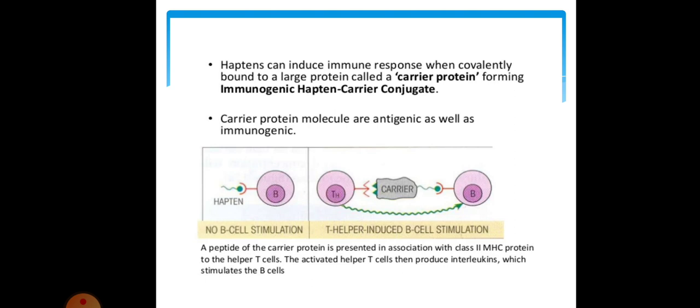So haptens must bind covalently to a large protein molecule called the carrier protein molecule, forming the immunogenic hapten-carrier conjugate. The carrier protein molecule is antigenic as well as immunogenic. See that the carrier protein is going to be bound with the hapten molecule. That carrier protein molecule must be antigenic as well as immunogenic. You can see here, when the hapten molecule binds to the carrier protein molecule, that carrier protein molecule induces B cell stimulation for the formation of antibodies there.